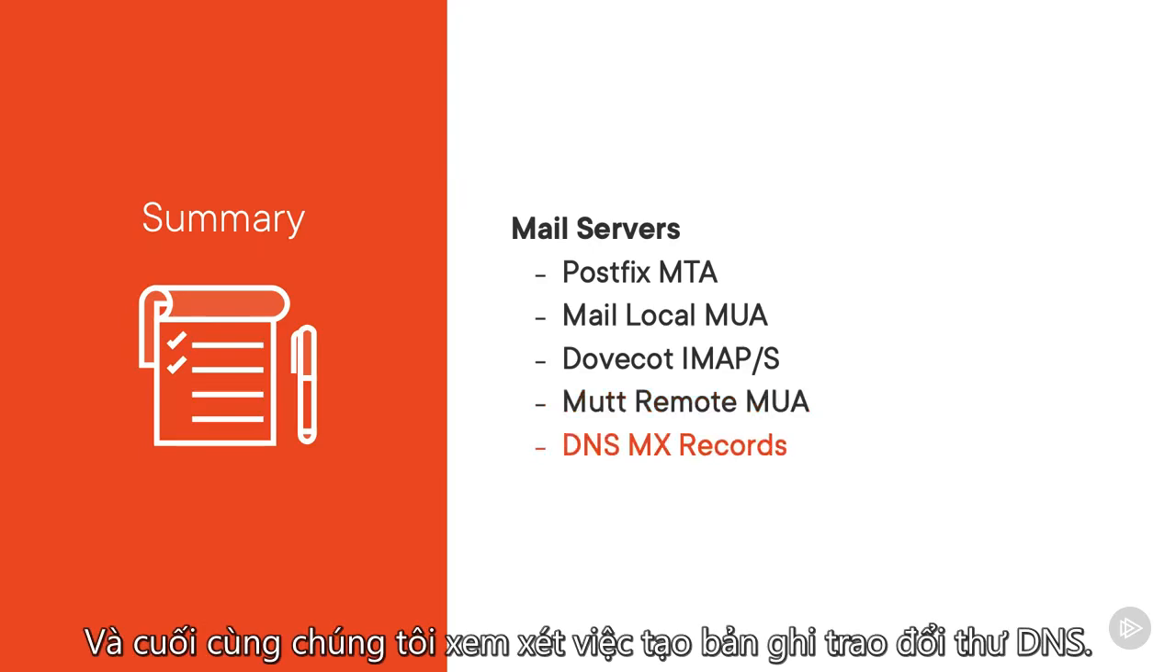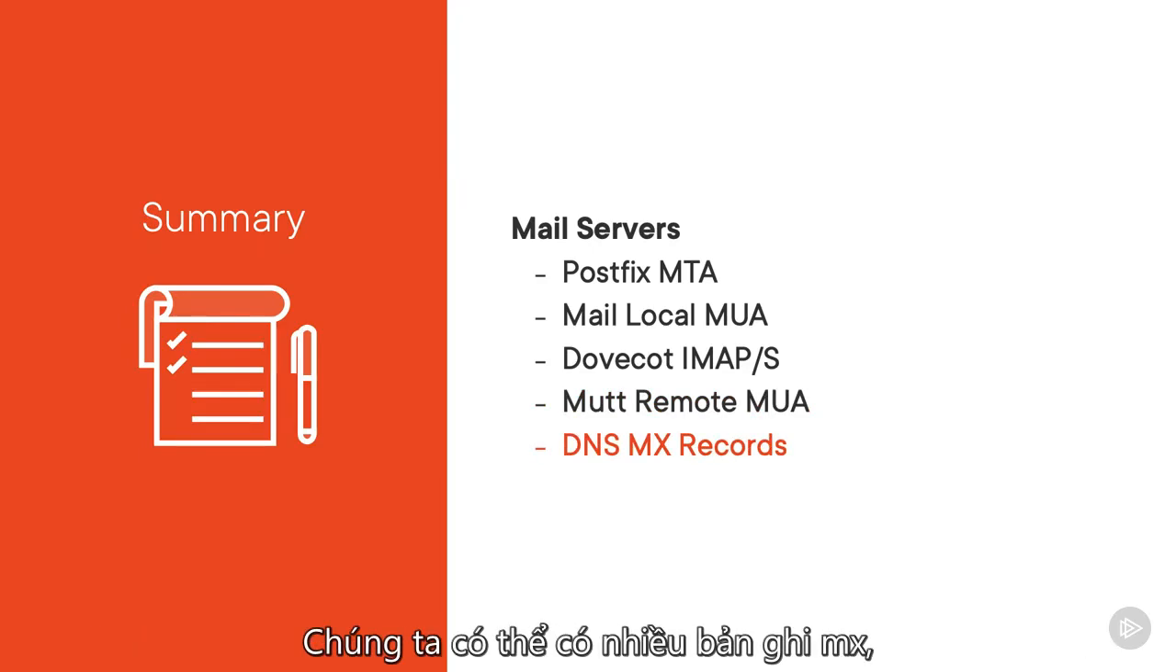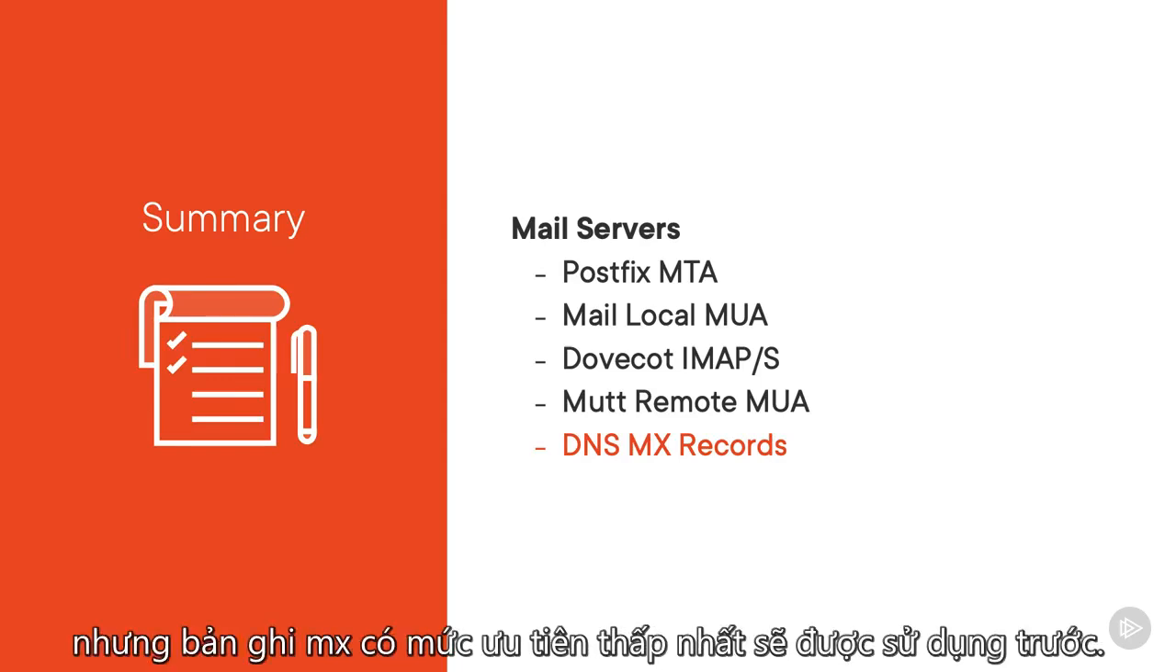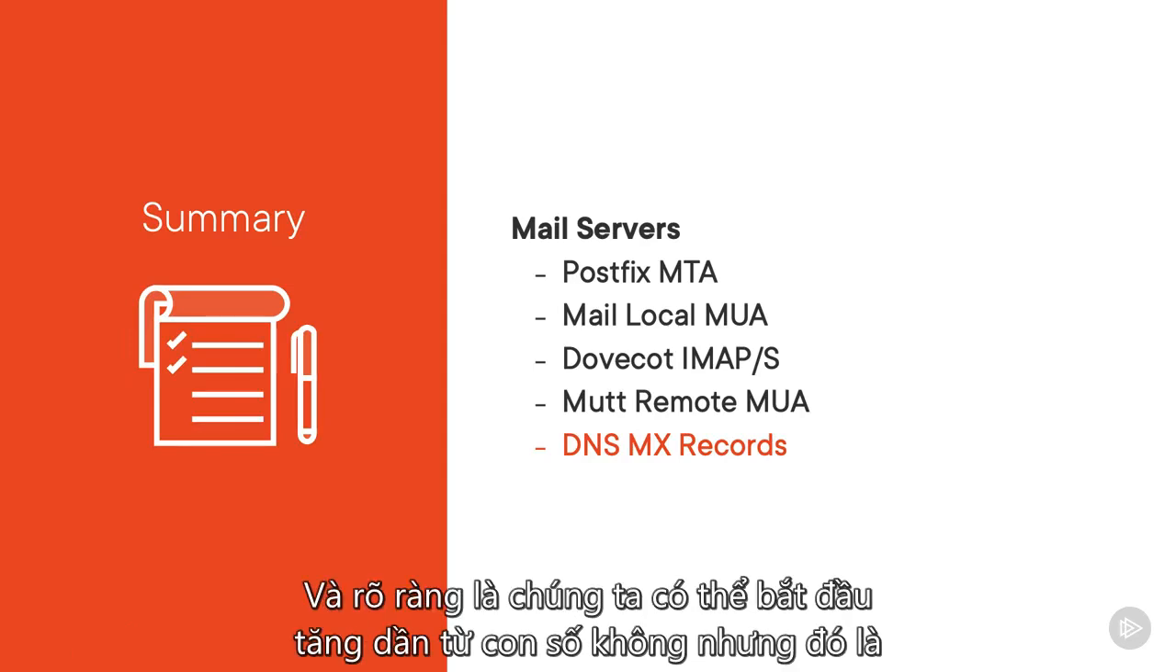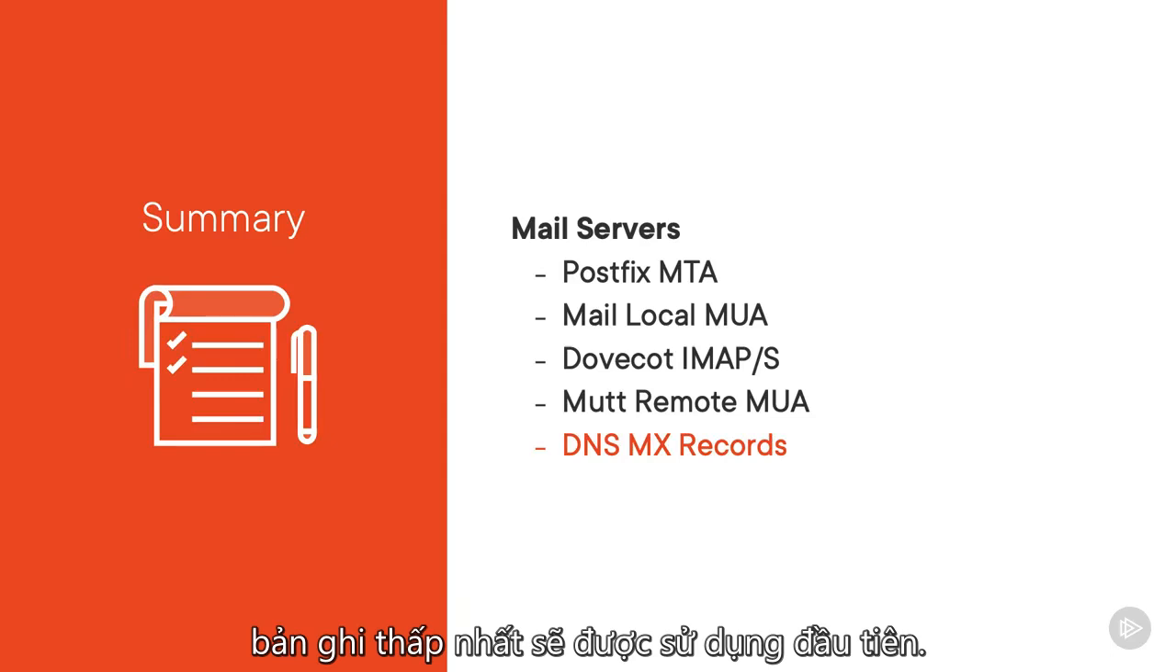And finally, we were looking at creating our DNS mail exchange records. We can have multiple MX records, but it's the MX record with the lowest priority that is going to be used first. The lowest priority would be 0, and obviously we can start incrementing from 0, but it's the lowest record that is going to be used first.